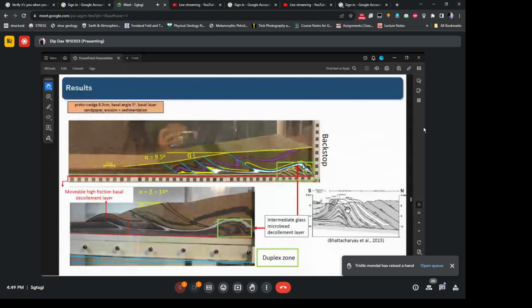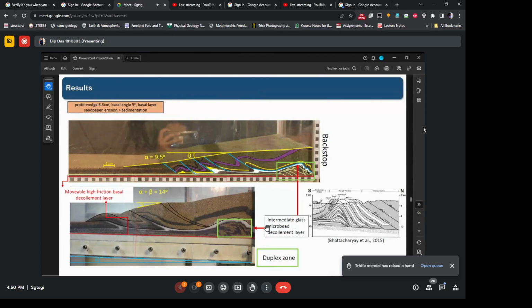Is that the case? Sir, can you please repeat the last part of your question, because the network is bad. I am asking that this duplex has formed in a model where you have given a 15-degree proto-wedge. Is that correct? So how do you explain this in a natural situation, where a proto-wedge means an orogenic wedge that has already been subjected to a lot of orogenic shortening, and then suddenly the duplex is developing? Or does the duplex actually develop right at the onset of the orogeny? That is my question.